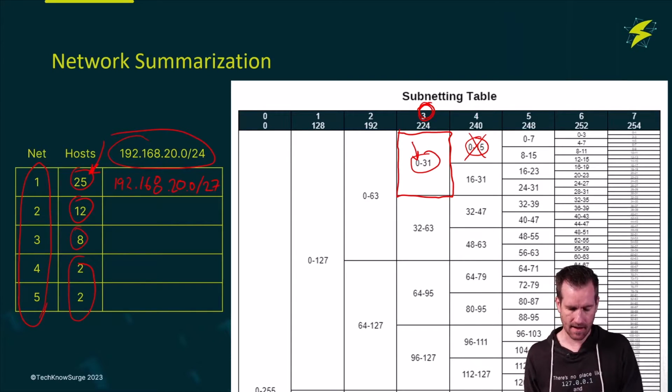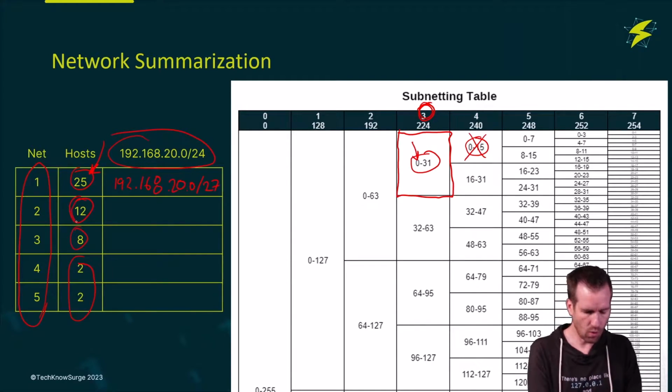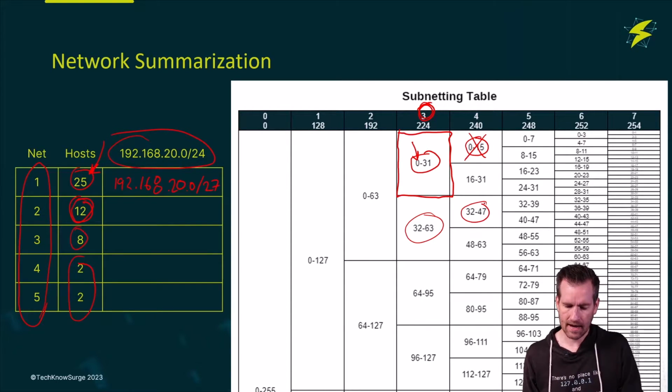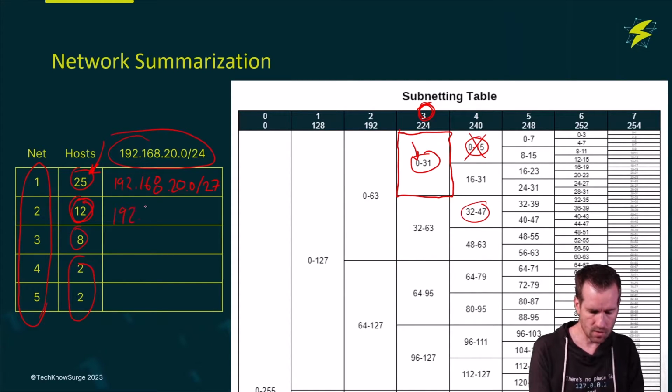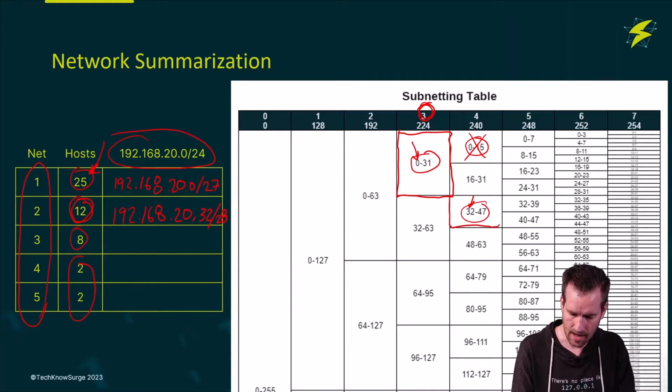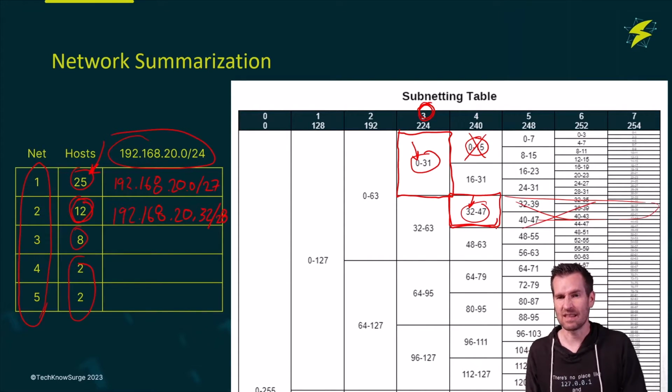Then I take a look at my next network. This one needs 12. The next block would provide another 32, which is too much. So I'm going to go to the next one down, and that's going to provide 16 addresses, or actually 14 usable addresses. So that's the one I'm going to take. This network is going to be 192.168.20.32, and this is borrowing 4 bits, so it'll be /28. Now I've just used up this block, and I wouldn't want to use anything else below this because then it would overlap.